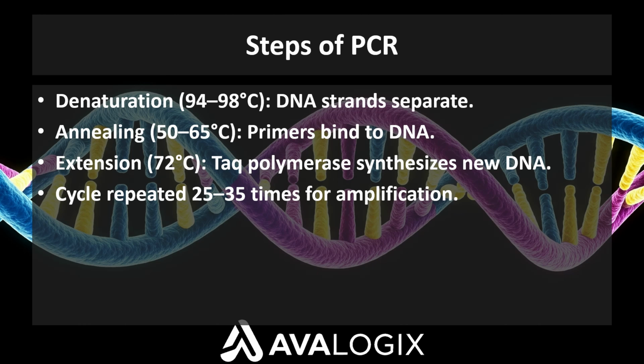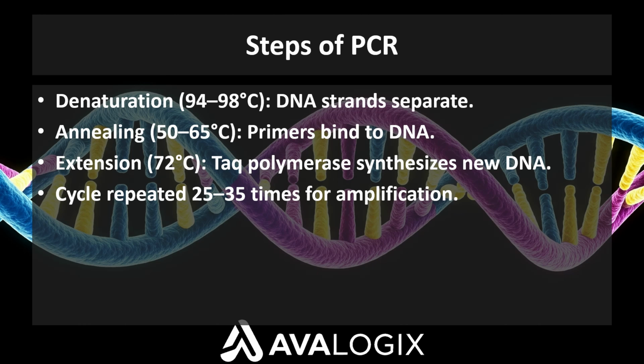These are repeated in cycles, typically 25 to 35 times, depending on the desired yield. Denaturation at 94 to 98 degrees Celsius. This is the first step of each cycle. The double-stranded DNA melts open to single strands, allowing the primers to access their target sequences. The high temperature breaks the hydrogen bonds between base pairs, essentially unzipping the DNA. It usually lasts 20 to 30 seconds.